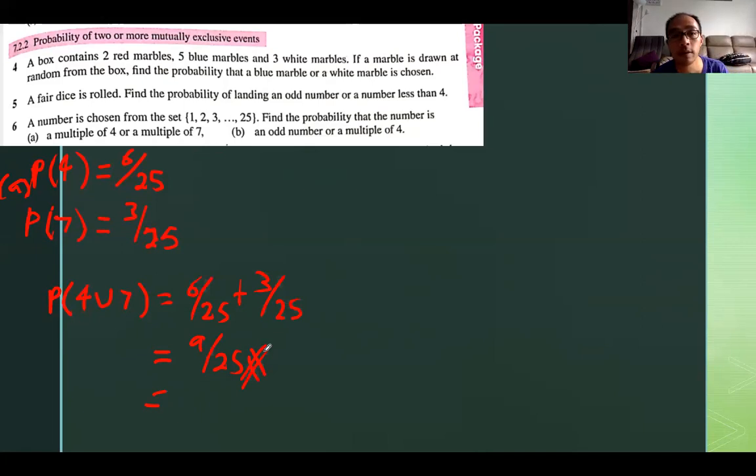Wow. Dalam buku dia cakap 8 over 25. Wow. Okay. Anyway. Alright, B.